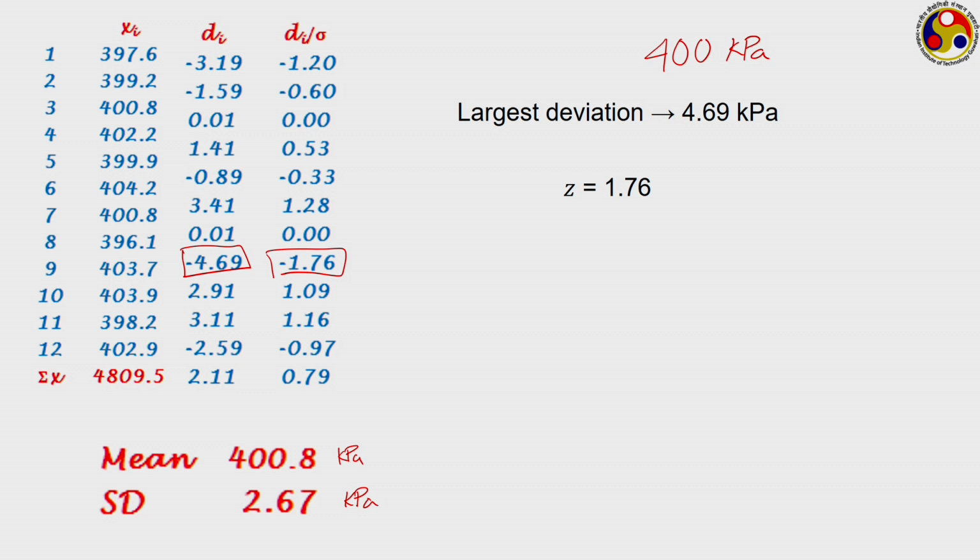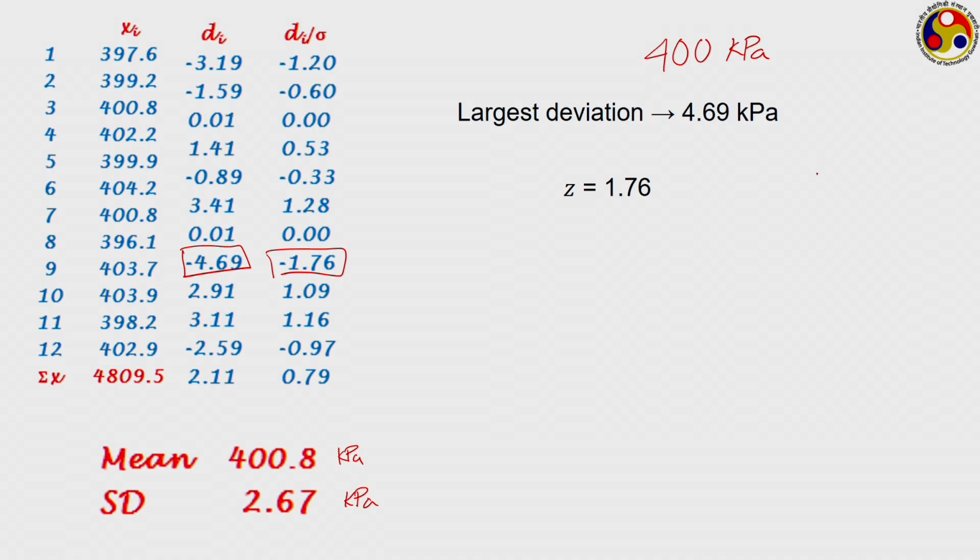Z comes to be 1.76. What is the relation for z? For any particular value, how did we calculate it? Z was x minus mu upon sigma. So from there we can calculate z as 1.76.